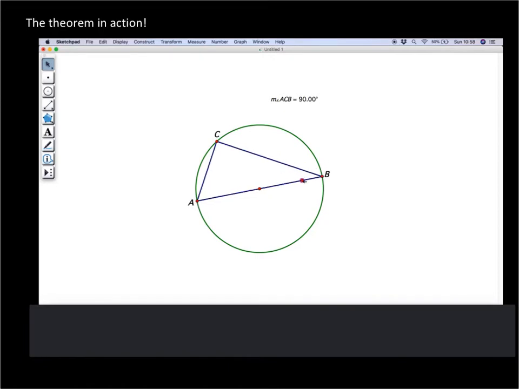Now I can change the position of my triangle by moving the diameter around, and you will see that angle C always remains 90 degrees. And this is the first circle theorem. We say that the angle in a semicircle is always 90 degrees.